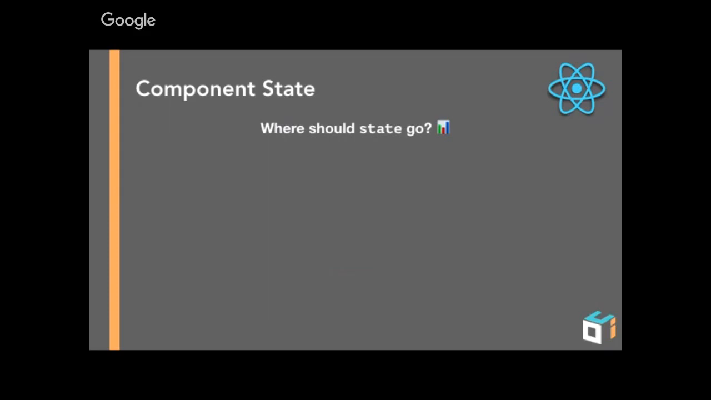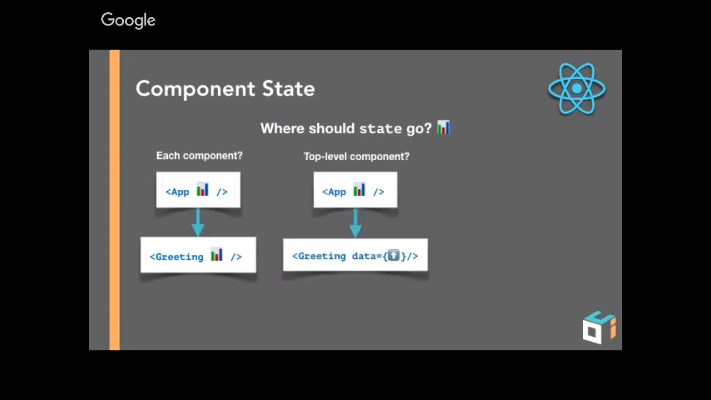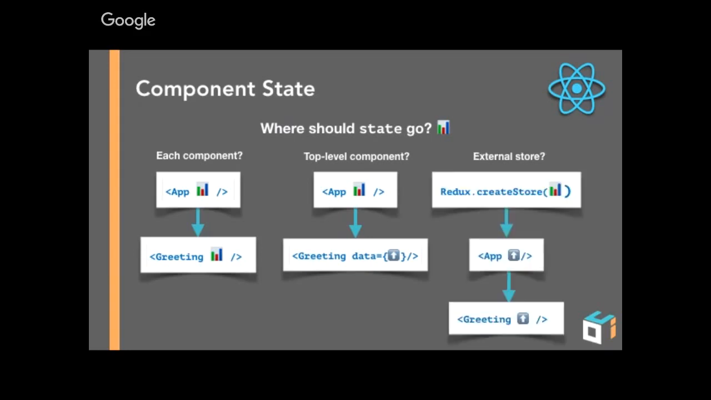Where do you want to keep that state? This is a big topic, and there are a lot of different options. Like I said, each component can have its own state. You can store state in a top-level component and just pass down the portions of it that are necessary to your children components through props. And then you can also externalize your state entirely and use a library such as Redux, which will take the state completely out of your application into what we call a store. Then there's an API to allow your components to connect to that store and pull out just the parts of state that they need.